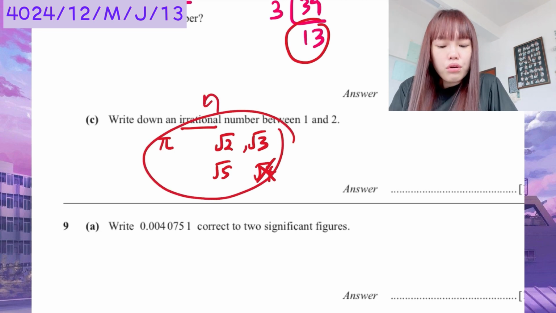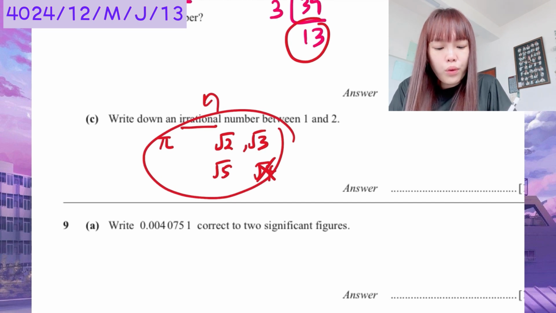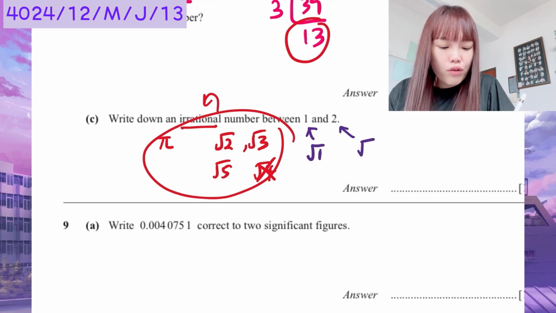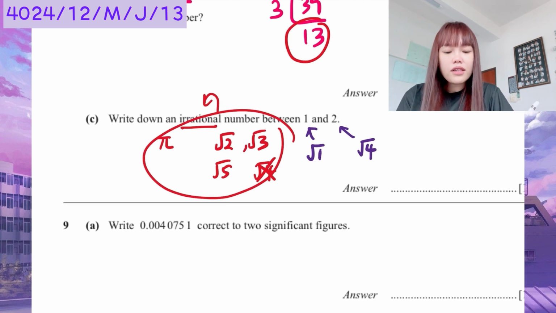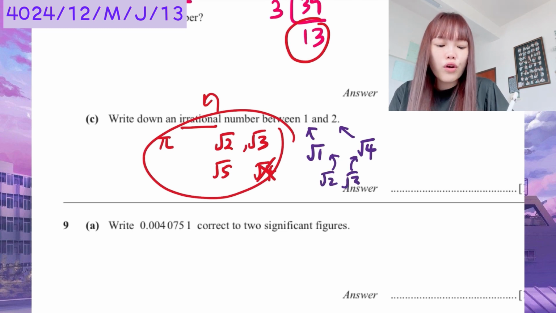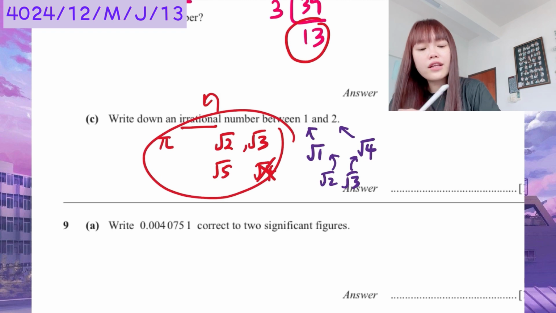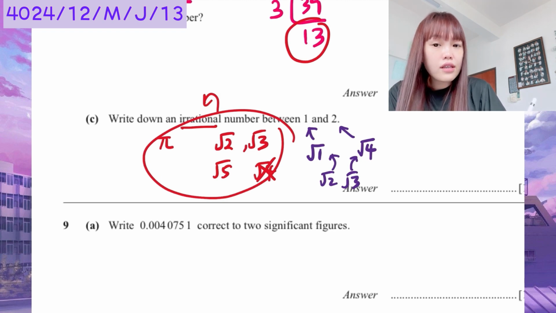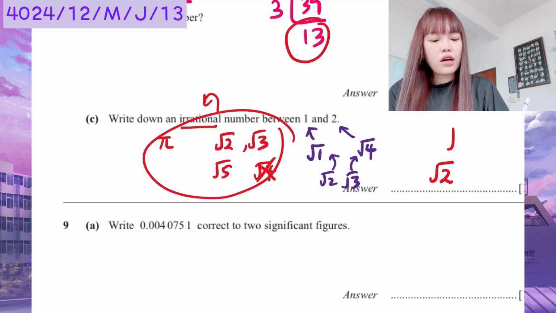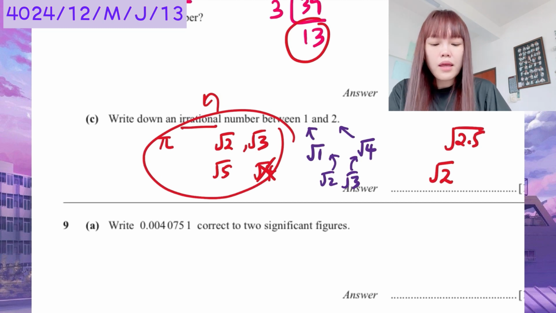Okay, so for a number that is between 1 and 2, we need to know that this 1 is coming from square root of 1, and this 2 is coming from square root of 4. So the irrational number will be in between square root of 1 and square root of 4, which is square root of 2, square root of 3, and square root of 2.5 also can. So the answer varies. I can write square root of 2, or you can write square root of 3. If you write square root of 2.5, it's also acceptable. But definitely not pi, because pi is 3.14 something.